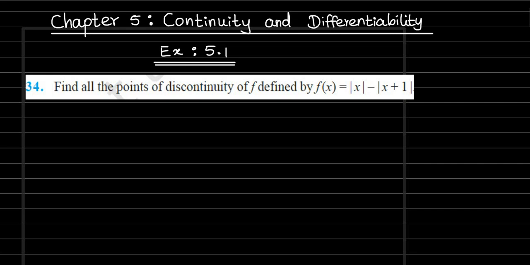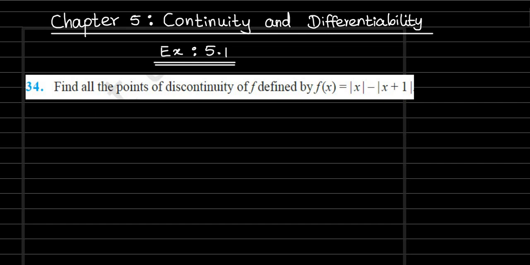Find all the points of discontinuity of f defined by f of x equal to modulus of x minus modulus of x plus 1. So here they're asking us to find out the discontinuity points for the given f of x. Here you can notice that f of x is in the form of two functions. Modulus of x is one function, the other function is modulus of x plus 1. Both are in the difference form. So instead of finding f of x together, partially we are going to see the discontinuity.